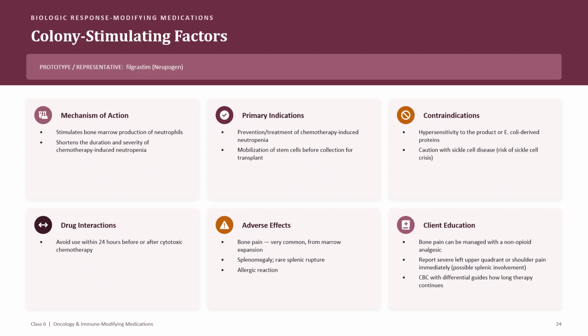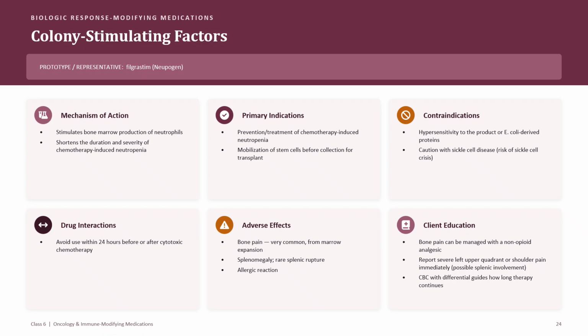And that is because filgrastim is trying to get the bone marrow cells to divide rapidly, and chemo is trying to kill rapidly dividing cells. So giving these medications too closely together, you're essentially handing the chemotherapy drug fresh, actively dividing bone marrow cells to destroy. So that's working directly against the reason you're giving the filgrastim in the first place.